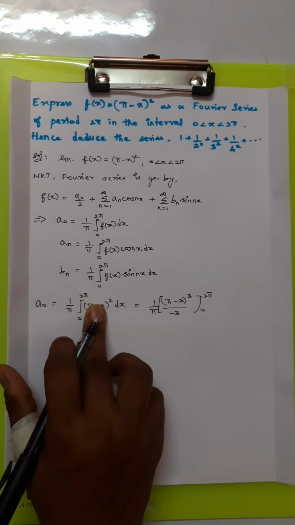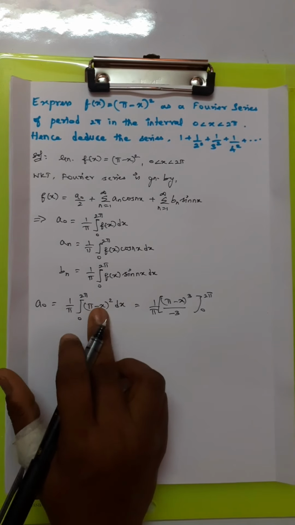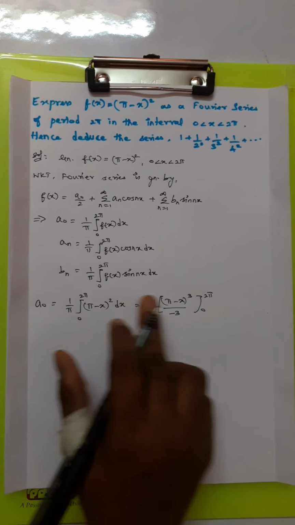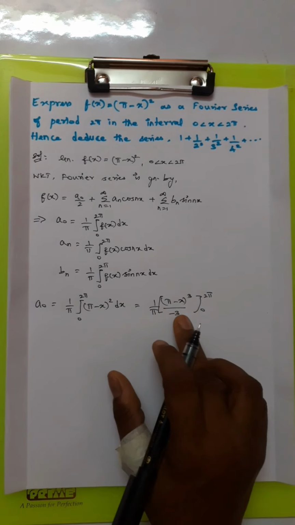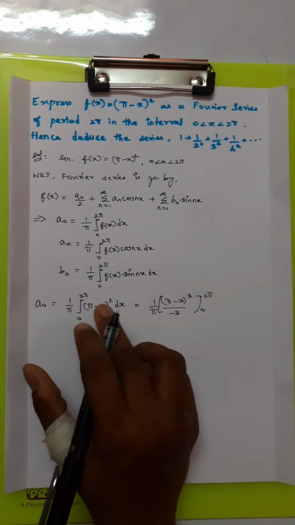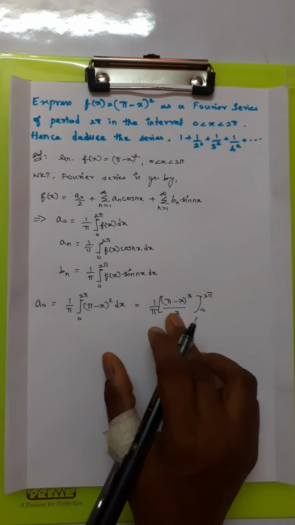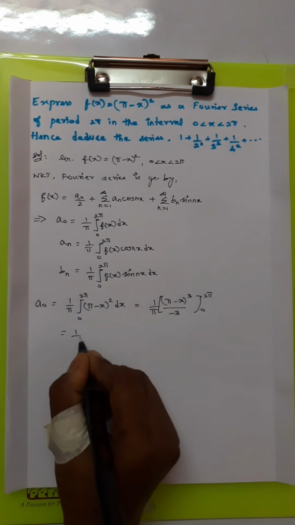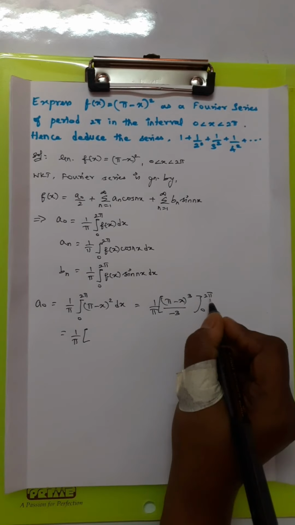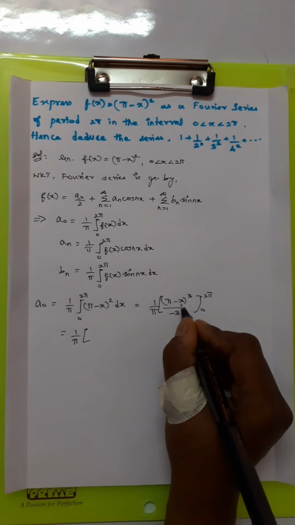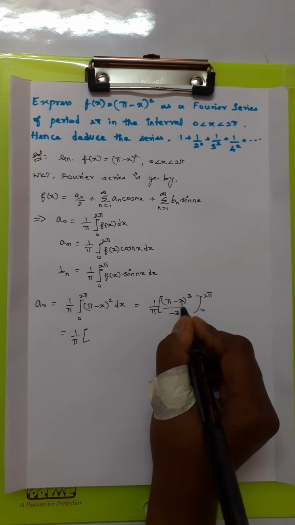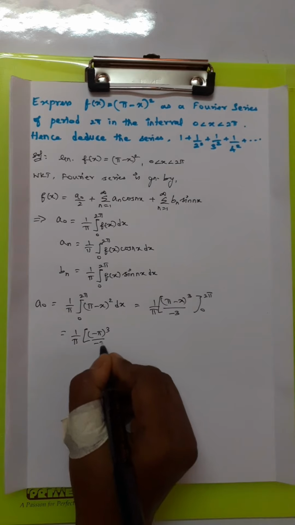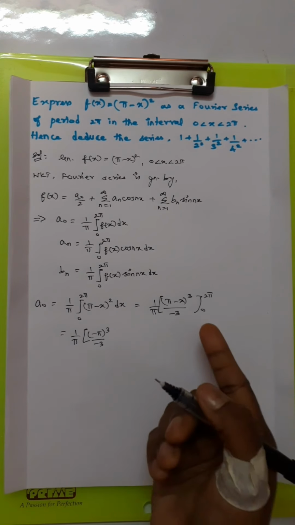Considering this as some capital X square, integration of x square is given by x cube by 3. So pi minus x the whole square becomes pi minus x the whole cube by 3, and the coefficient of x is minus 1, so minus 1 has come in the denominator. Limits 0 to 2 pi, which is equal to 1 by pi, raising upper limit 2 pi to the variable x. So pi minus 2 pi is minus pi. So minus pi the whole cube by minus 3, upper limit, minus of lower limit.